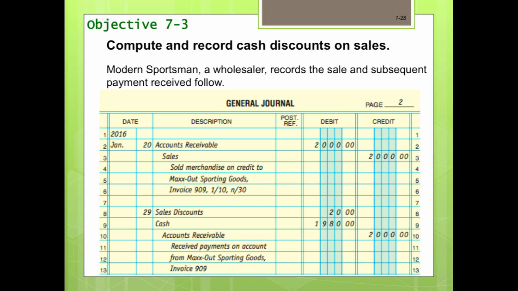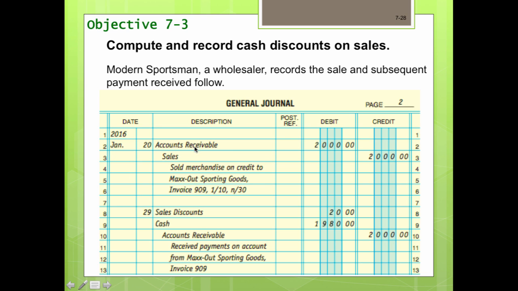Now we have Modern Sportsman, a wholesaler, which offers credit terms of 1/10, n/30 to its customers. On January 20th, Modern Sportsman sold merchandise for $2,000 on account to Max Out Sporting Goods, issuing invoice 909. So now we know that Max Out Sporting Goods is getting their products from Modern Sportsman, which is a wholesaler. Modern Sportsman received payment for invoice 909 minus the cash discount of $20, which is 1% of the $2,000 that were sold, on January 29th. And this is how it's recorded.